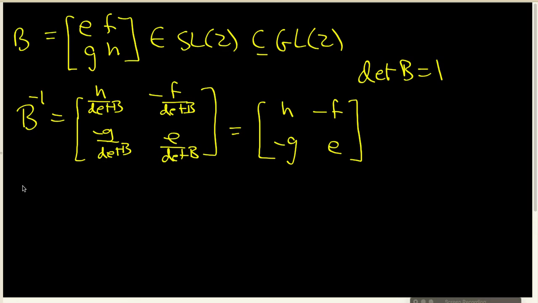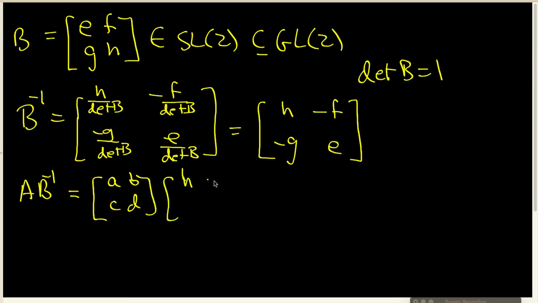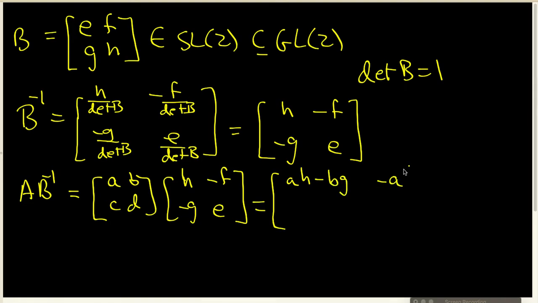Now what I need to do is compute A times B inverse. Well, A is A, B, C, D, and B inverse we just got done computing: H, minus F, minus G, E. So when I compute this matrix product, I'm going to get AH minus BG, and here I'm going to get minus AF plus BE, and down here I'm going to get CH minus DG, and over here I'm going to get minus CF plus DE.